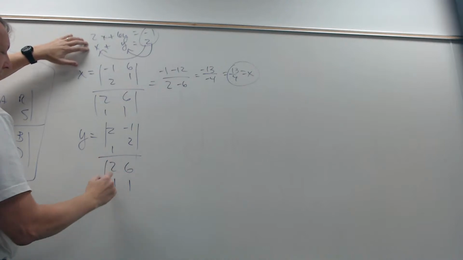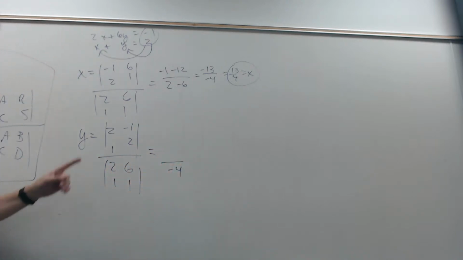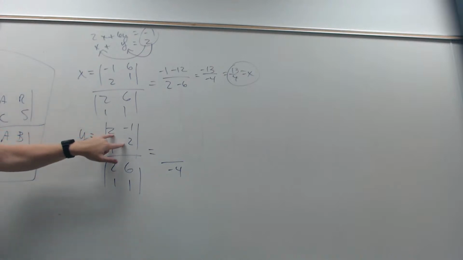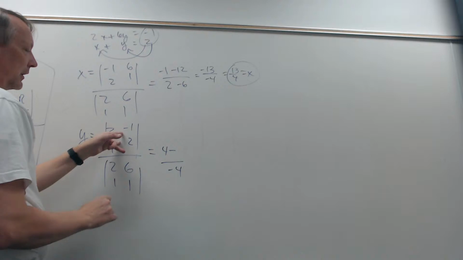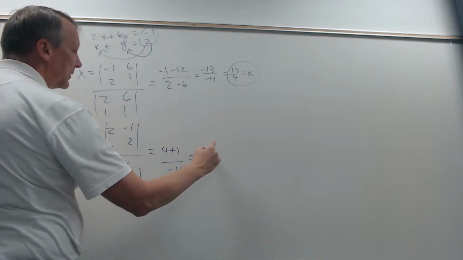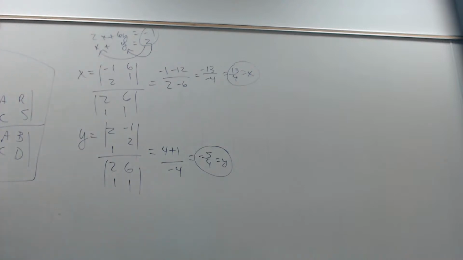1 and 1. Okay, so we already know the bottom's gonna be -4, right? The top's going to be 2 times 2 is 4 minus -1. So this becomes -5/4 equals y. Okay? That's Cramer's rule.